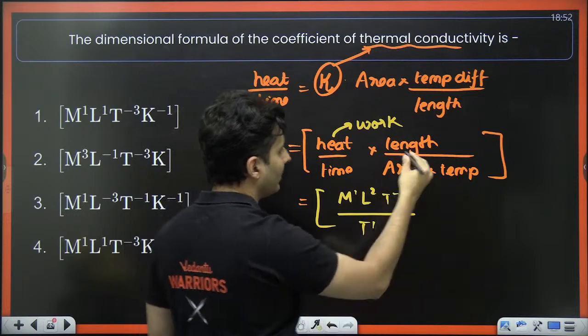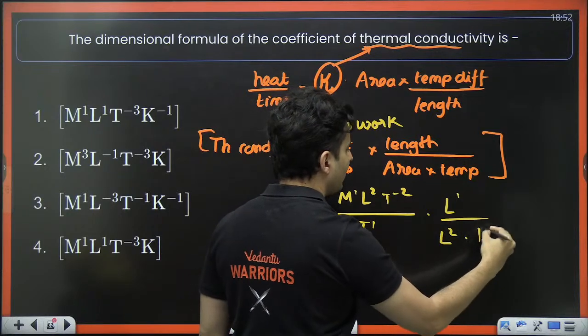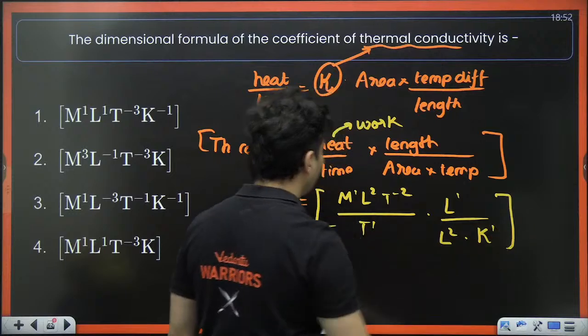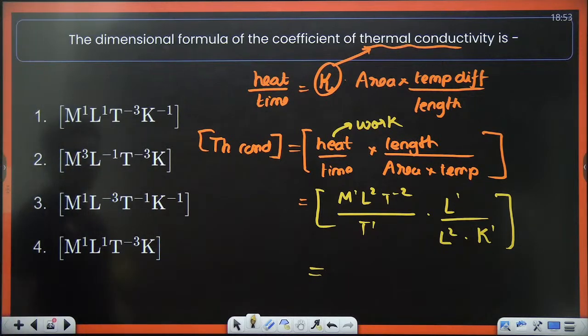Time is T raised to 1. Length is L raised to 1. Area is L square. Temperature is K raised to 1. That's it. Solve it and you will get the answer. M raised to 1 will remain. L square will get cancelled. L raised to 1 will be there. T raised to minus 3 will be there.